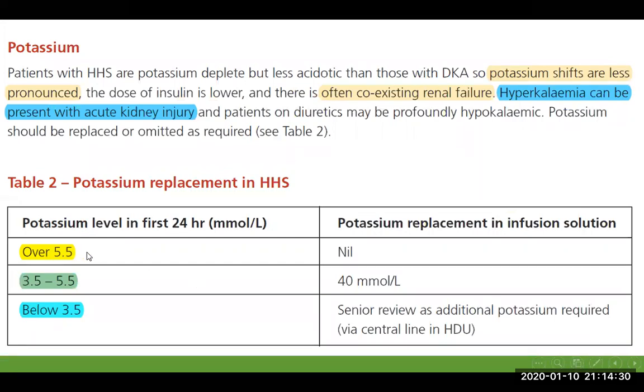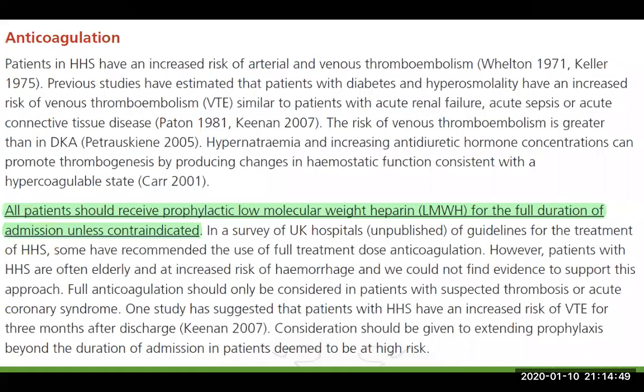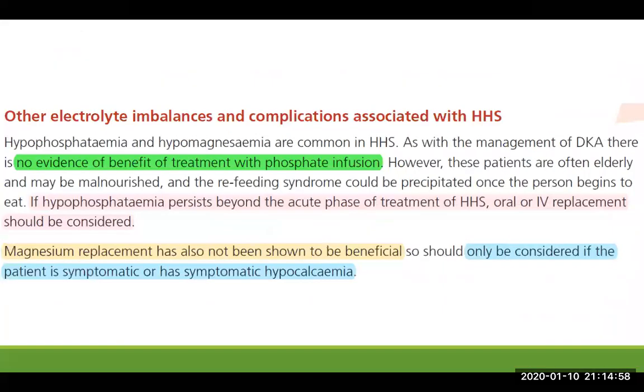If serum potassium is more than 5.5, no need for potassium replacement initially. If less than 3.5, this is the same as the DKA, senior review. If between 3.5 to 5.5, we need a high dose of potassium infusion, 40 millimole per liter. This is the same as DKA. An anticoagulant is recommended as prophylaxis for every case of hyperosmolar hyperglycemic state unless contraindicated.